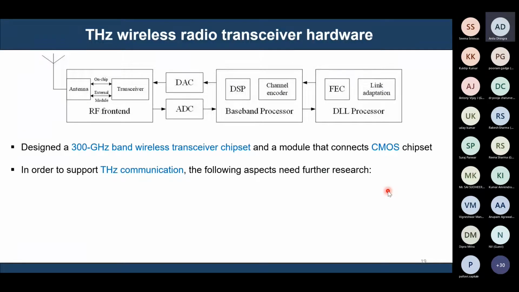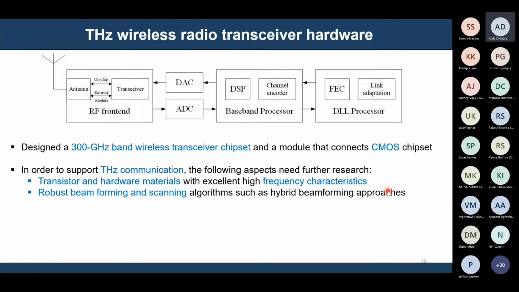That is very expensive. In terahertz communication, what we need is very good CMOS chipsets and hardware materials which can operate at terahertz frequencies at a higher speed. And we need a robust beamforming mechanism, correct? Which will overcome all these absorption losses, scattering, higher path losses, human blockages, higher attenuations, and all that we have discussed so far. We need low complexity, low power hardware circuits which can address all these issues we have discussed.